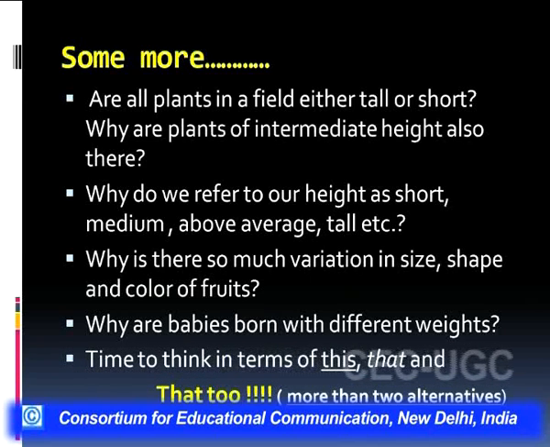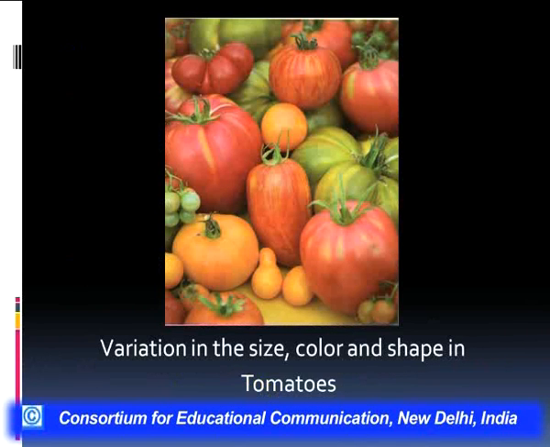So, the time has come to think that in Mendelian genetics, we have always been talking about the alternative forms of a gene being two. So, we always say either it is this or that. That means we have only two alternatives. But today what we are going to discuss is, in addition to this and that, we also have that too, which means we are dealing with more than two alternatives.